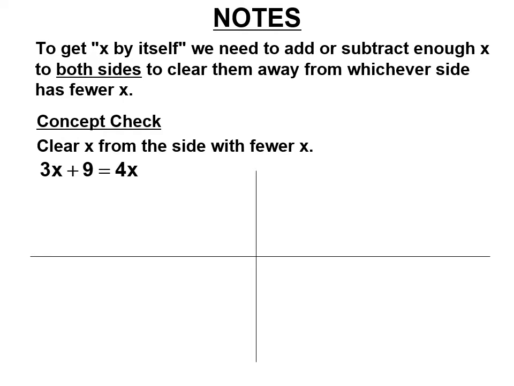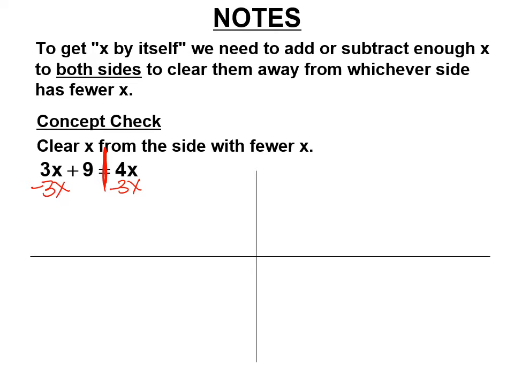Right? Our goal is not to get the answer. Our goal is to get x by itself. So we're going to subtract amount of x's there that get rid of them from one of the sides and get them on the other. So think about what you would subtract from both sides here. Well, we're going to subtract 3x from both sides. And let's see what happens.